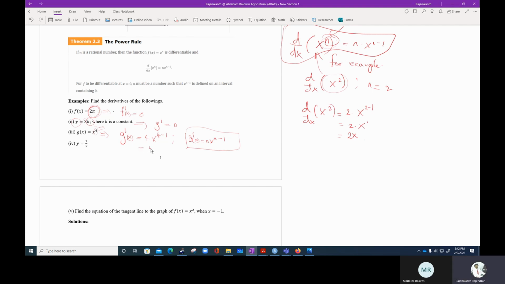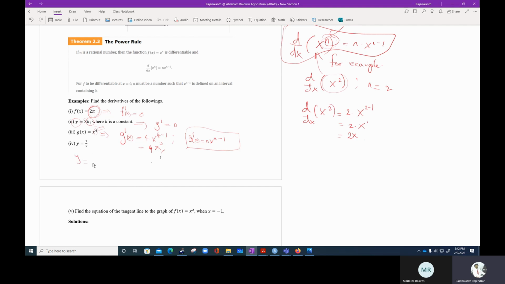So if you simplify, you will get simply 4 times x to the 4 minus 1, which is 3. Okay. The last one, what's the derivative of 1 over x?